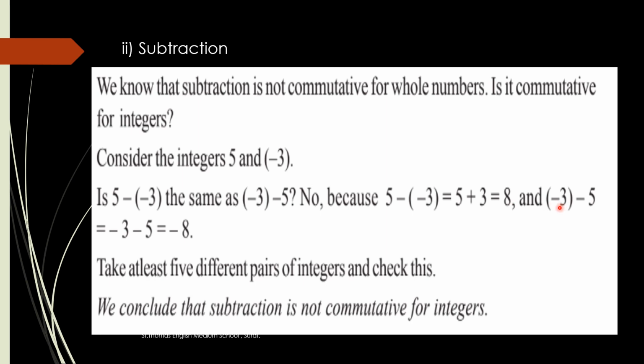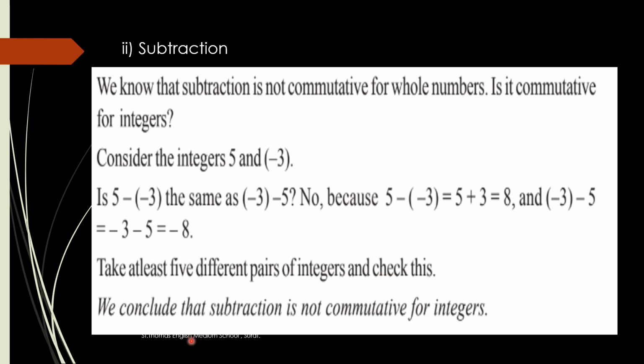Now change the numbers, minus 3 minus 5. Both are negative numbers, we can add. So minus 3 minus 5, answer is minus 8. One we got 8, another we got minus 8. Both are same? No, both are not same. Like this, you can take at least 5 different pairs of integers and check.